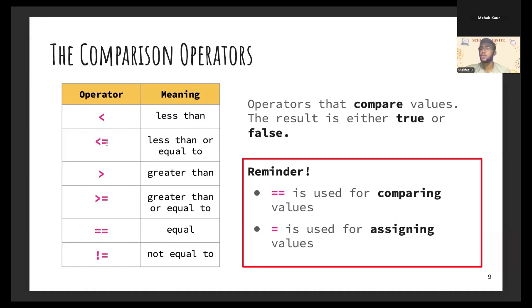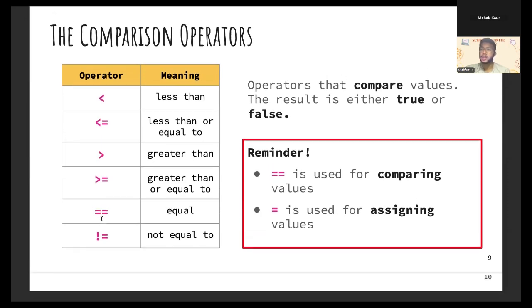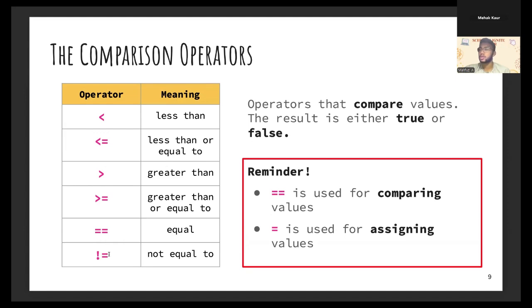This is the less than or equal to operator. This is the greater than operator, the greater than or equal to operator, the equal to operator, and that's the not equal to operator. These are operators that compare values, and the result is either true or false. So when you use a comparison operator, you'll always get a true or false value, so a Boolean value. The two equal signs are used for comparing values, and the one equal sign is used for assigning values.